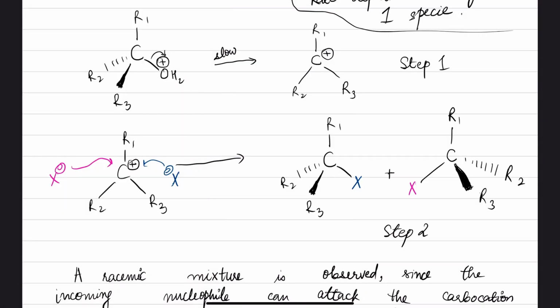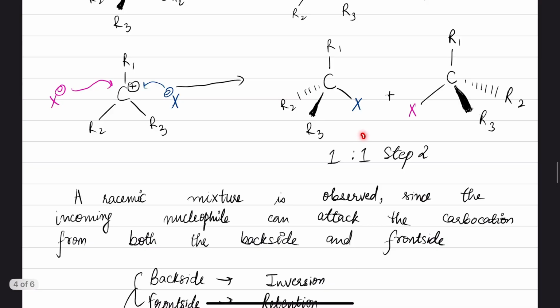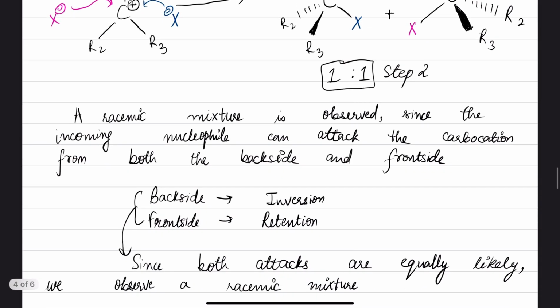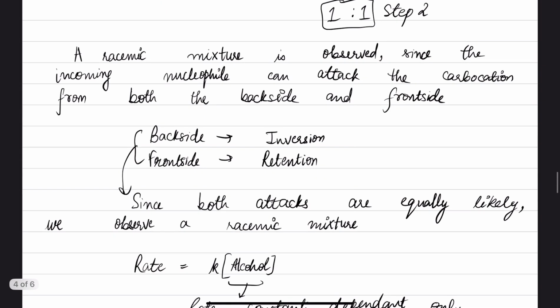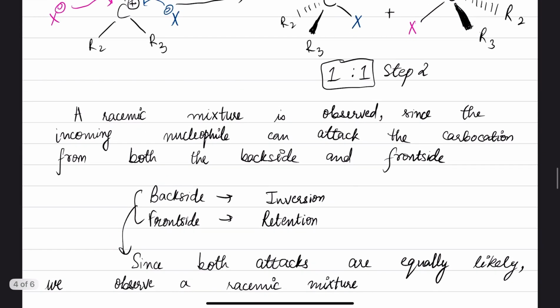So what it means is that they would be in equal concentration. So basically they racemate, yeah. So it's just a 1:1 ratio. So that's what I've written, that it can attack from both the backside and the front side. In case of a backside attack, there's inversion of stereochemistry, but in case of front side, there is retention.